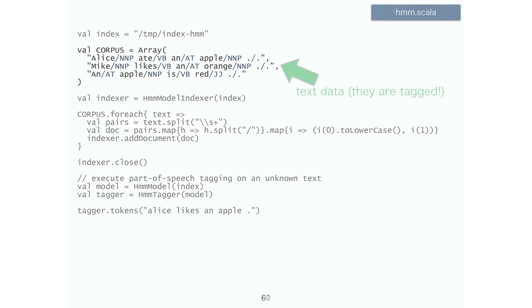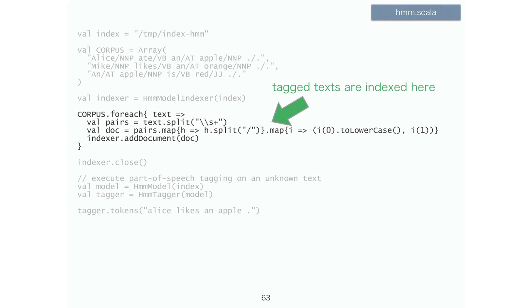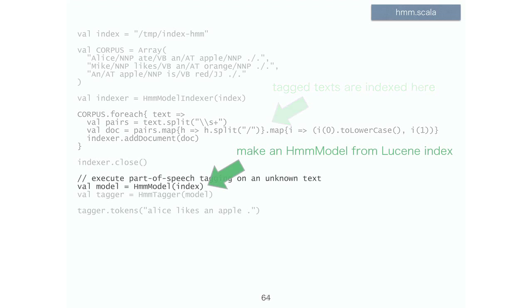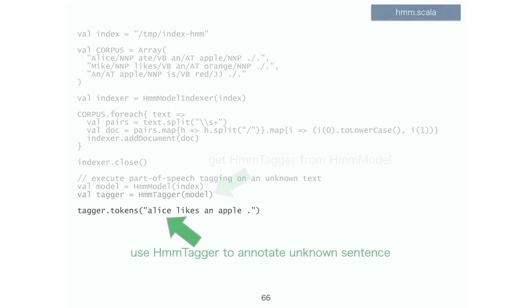Here is the code for HMM. We use a tagged corpus here. We use HMM model index in order to create a Lucene index that is used to calculate HMM. Now our corpus is indexed here. Then we get the HMM model. And we get the HMM tagger to solve the part-of-speech tagging problem. Here we try to do POS tagging for an unknown sentence.